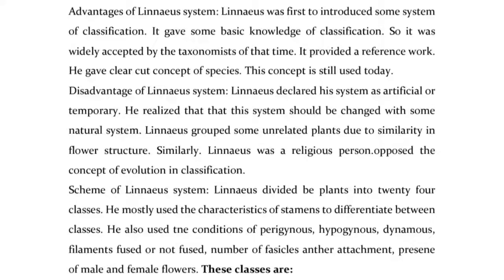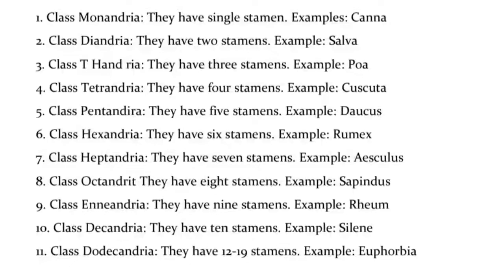These classes are: 1. Class Monandria, they have a single stamen. Example: Canna. 2. Class Diandria, they have 2 stamens. Example: Salvia. 3. Class Triandria, they have 3 stamens. Example: Poa. 4. Class Tetrandria, they have 4 stamens. Example: Cuscuta. 5. Class Pentandria, they have 5 stamens.